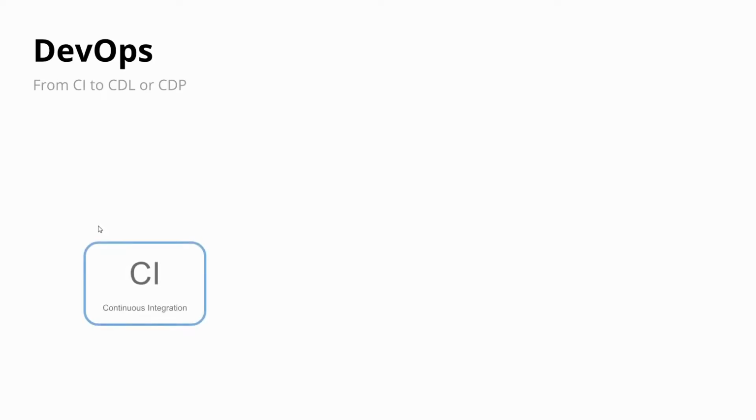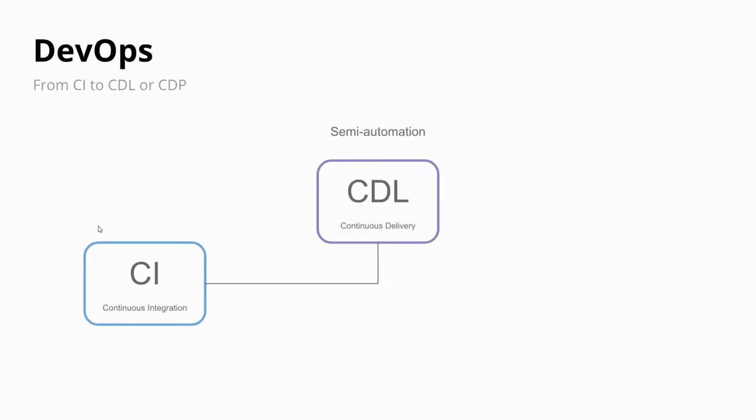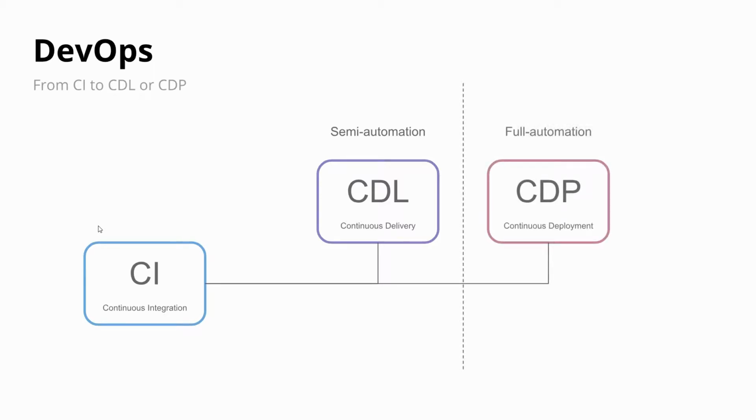DevOps also has a subdivision of three main parts. We can talk about continuous integration, continuous delivery, and continuous deployment. In this video, we'll try to understand and define the differences between each one of them.